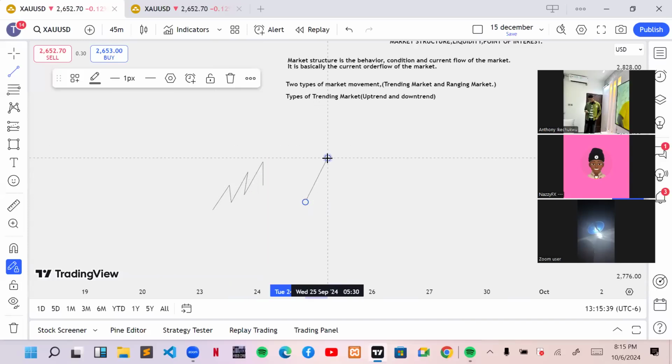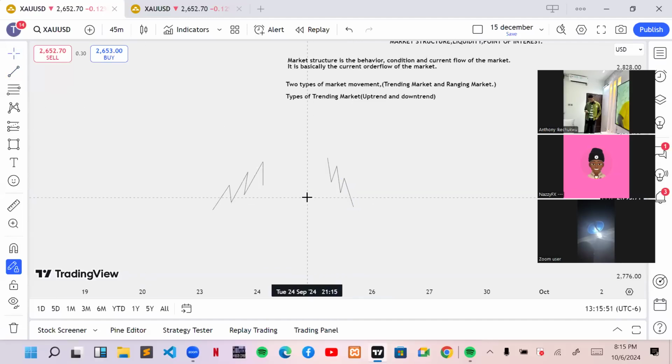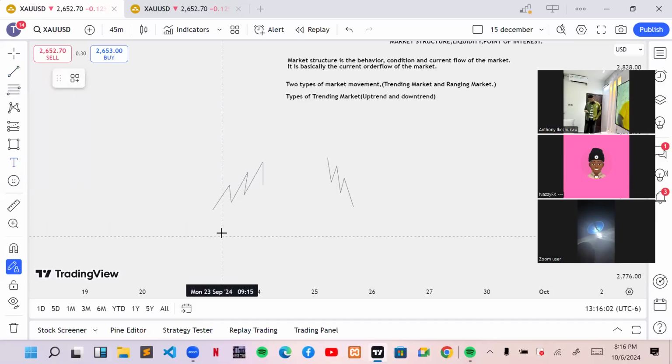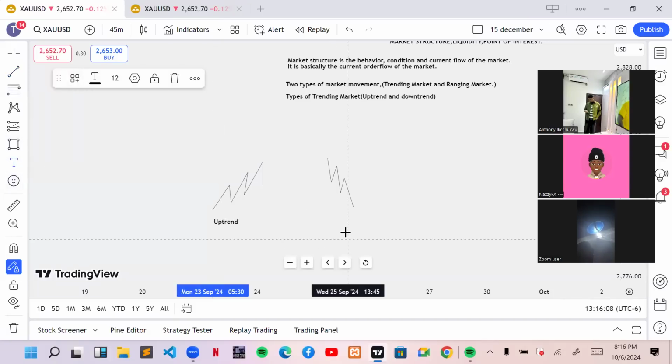Meanwhile, a downtrend is market making a series of lower highs and then lower lows. This is what it means for market to be on a downtrend. So this is an uptrend right here, and this is a downtrend. An uptrend is when market is making a series of higher highs and higher lows. A downtrend is when market is making a series of lower highs and lower lows.